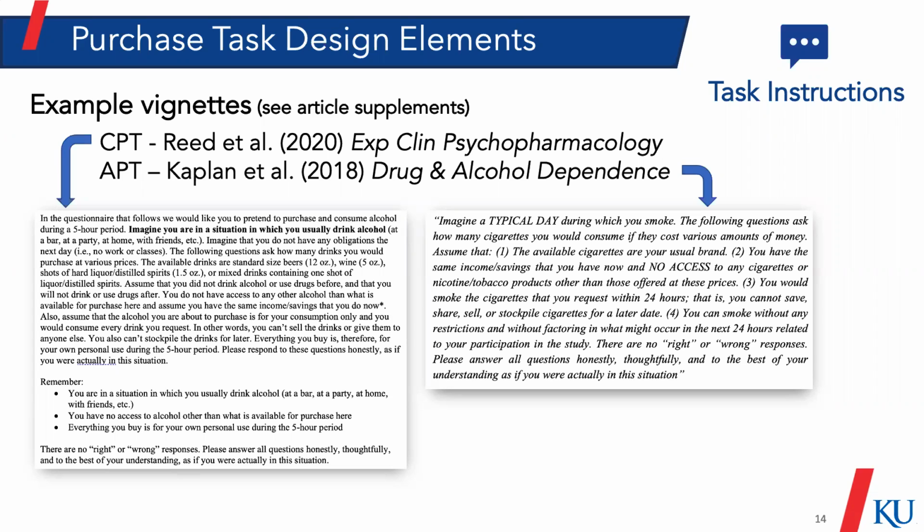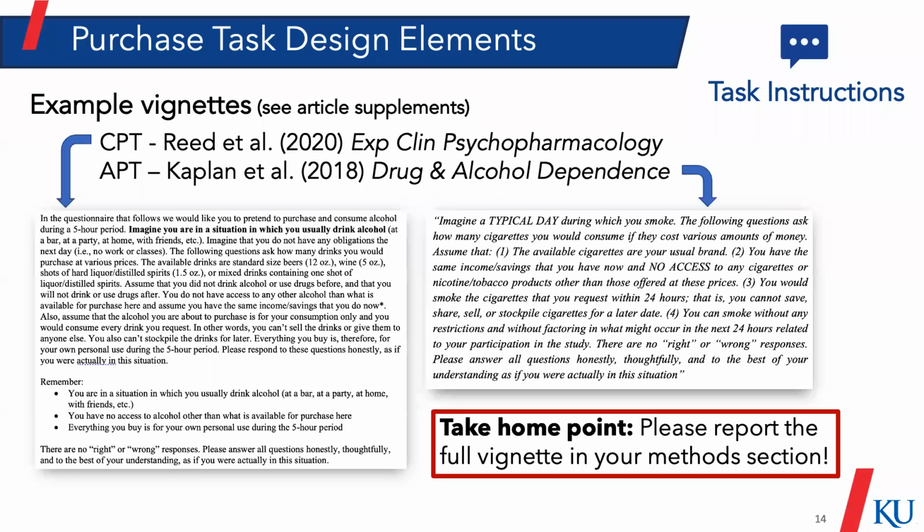But the main take-home point that I would give you in this section on the parameters is, no matter what vignette you use, please report the full vignette in your methods section or in online supplemental materials. There's been an accumulating amount of research that suggests that so many of these little factors can impact participants' preferences and their consumption. And so if the person reading your paper doesn't fully understand the situation or the context, they can't fully evaluate the levels of demand that are observed.